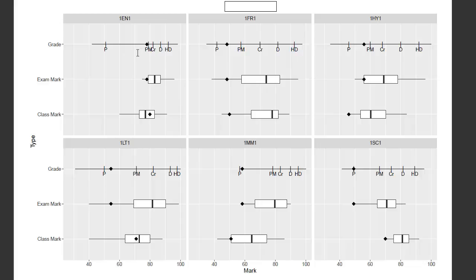We also hope that this provides some basis for comparing class marks and examination marks, or at least trying to draw some meaningful conclusions out of comparing the two.